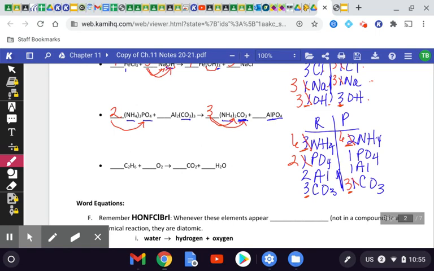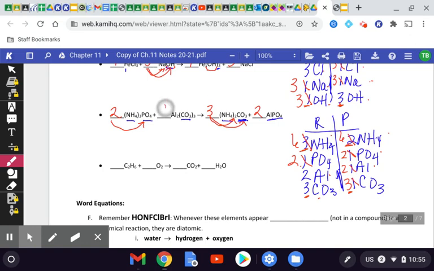So looking at my reactants products chart, ammoniums match. I have 2 phosphate, 1 phosphate, 2 aluminums, 1 aluminum, 3 carbonates, 3 carbonates. So the only things that do not match are aluminum and phosphates. On the reactant side, I have 2 phosphates, 2 aluminums. So I'm going to put a coefficient of 2 here to now give me 2 phosphates and 2 aluminums. And now I am balanced.